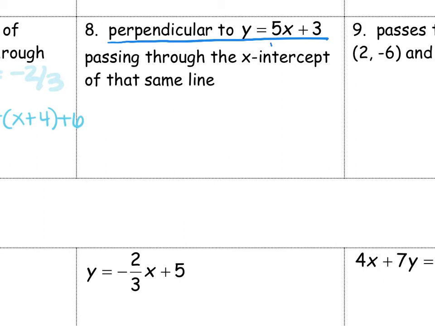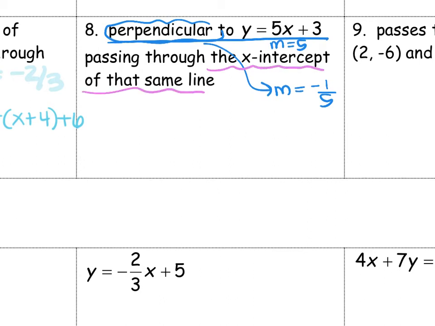In example 8, we want to write the equation of a line perpendicular to y equals 5x plus 3. This line has a slope of 5, so a perpendicular line has an opposite reciprocal slope. That would be -1/5. And then it needs to have the same x-intercept as this line. So y equals 5x plus 3, and you always get the x-intercept when y is equal to 0.